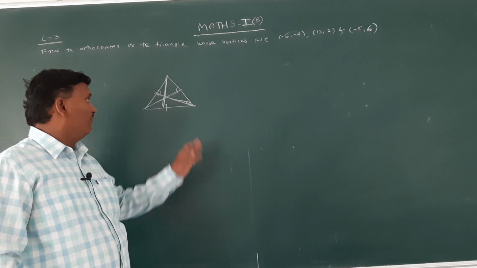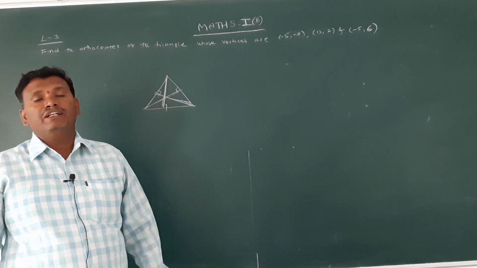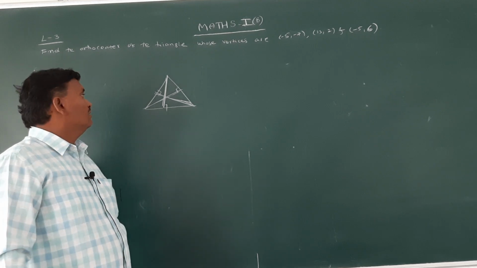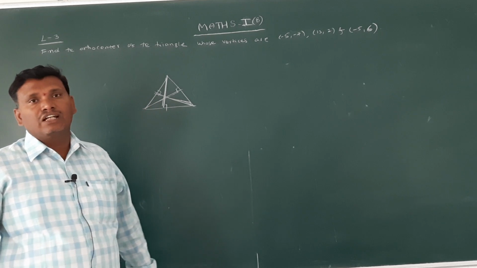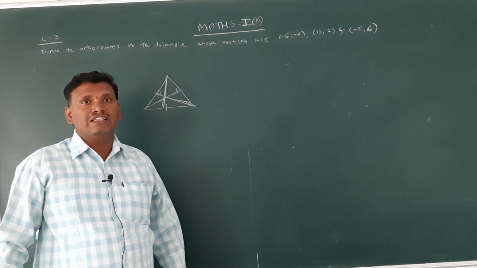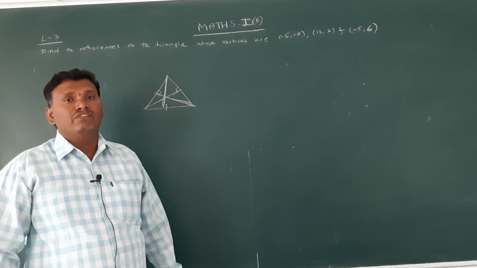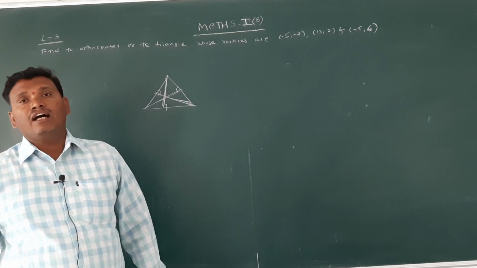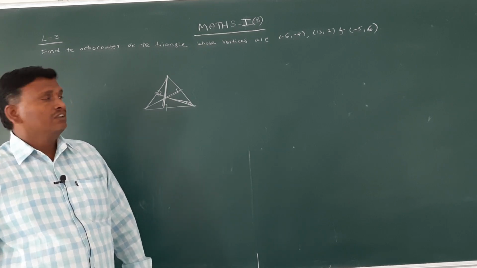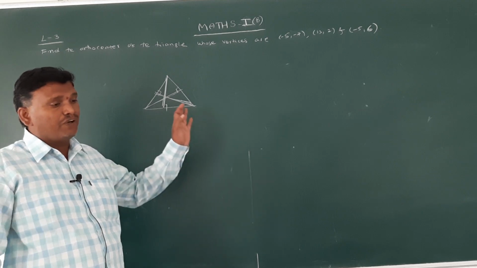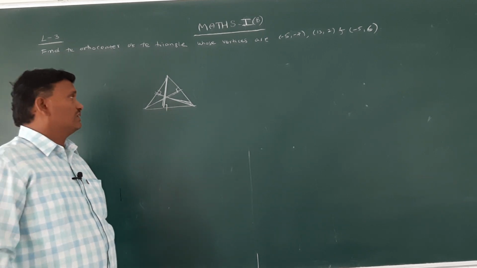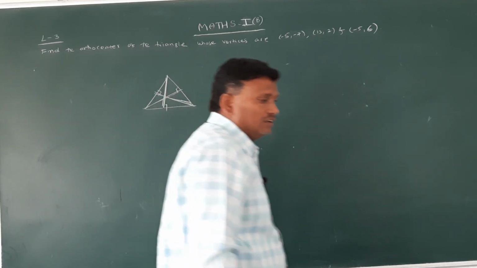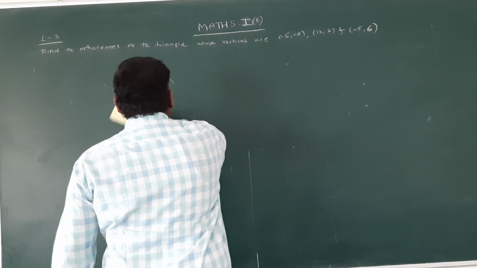What is the altitude? The perpendicular from a vertex to the opposite side is called the altitude. The triangle has three altitudes. These three altitudes intersect at a common point. Then the lines are concurrent, and the point is called the point of concurrency, which is the orthocenter of the triangle. First, find the orthocenter of the triangle.